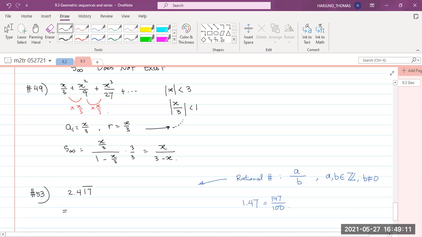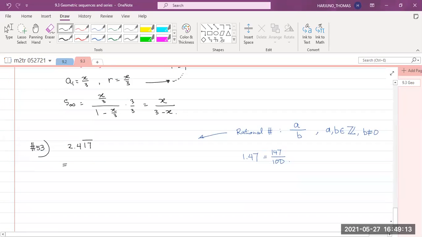Now I will show you two different ways to find the rational number associated to this non-terminating but repeating decimal. The first method is a textbook method. I will show you the textbook method first. 2.417 bar is 2.417, 17, 17, 17 repeating, right?